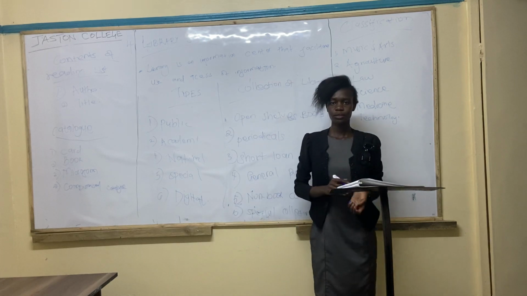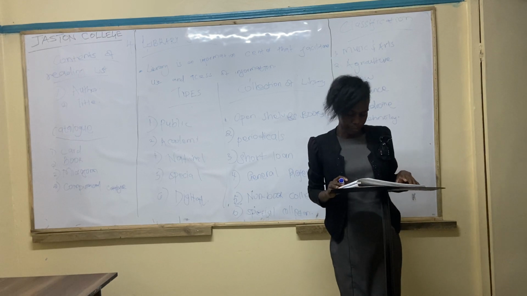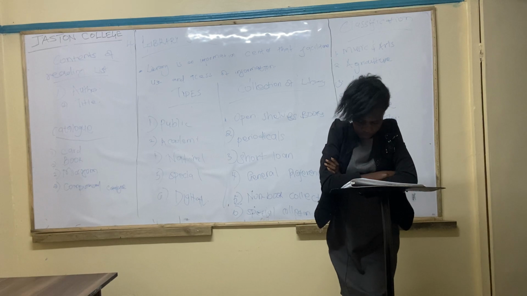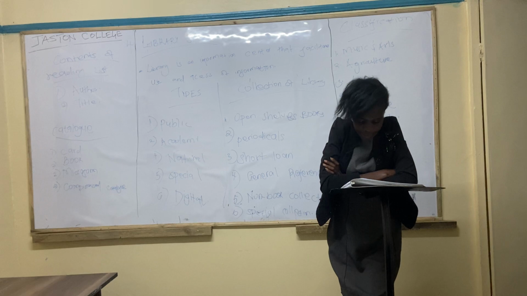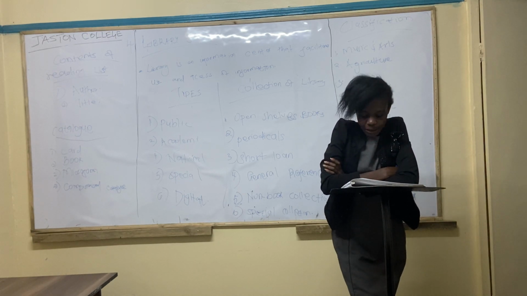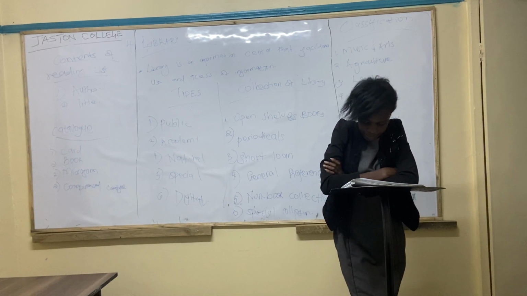So we are going to start with the card catalog, and this is where cards are filed alphabetically in trays that are housed in catalog cabinets. So these are the cards which are alphabetically arranged from A, B, C, up to Z.